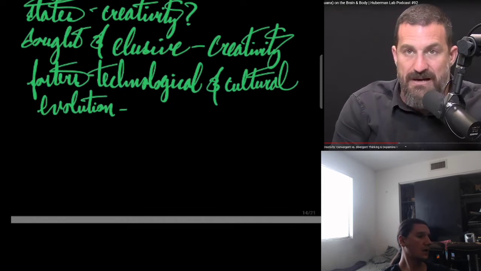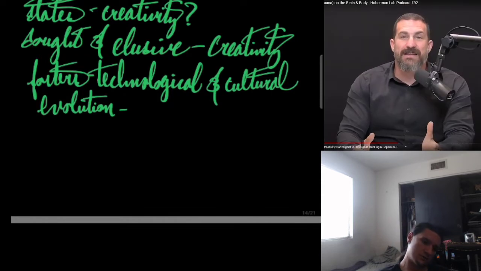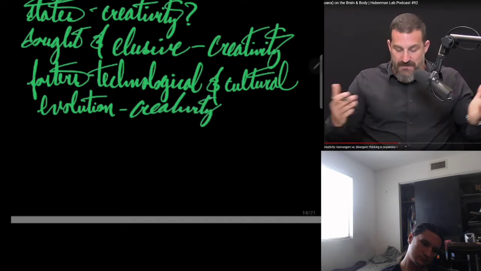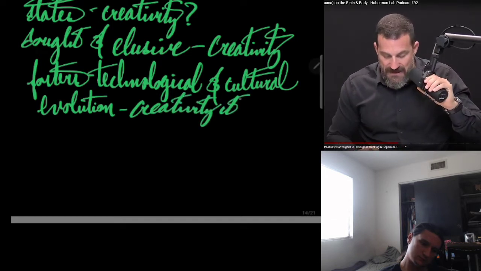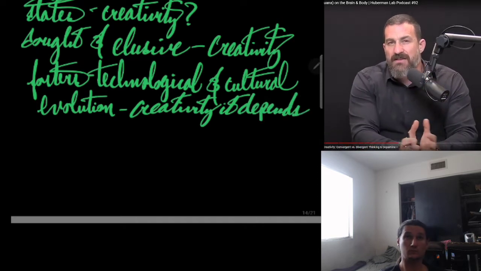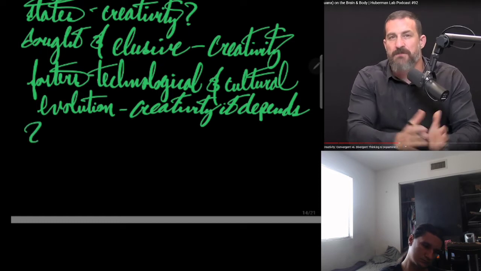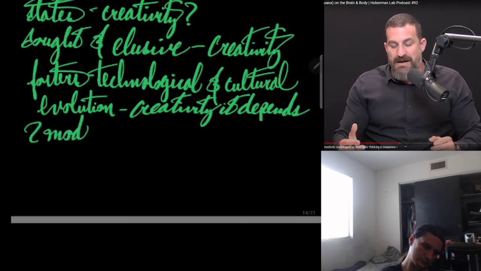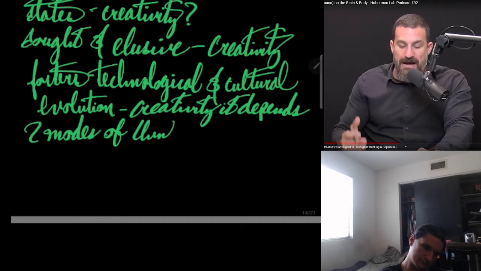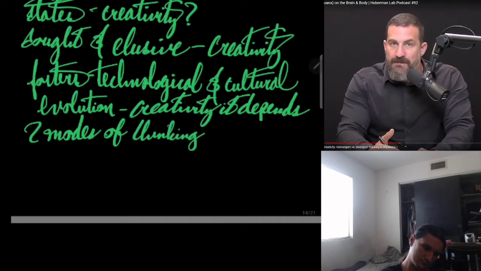So does cannabis increase creativity? The short answer is it depends. First of all, we need to define creativity, right? Here we are thinking as scientists, if not already scientists. And there are basically two modes of thinking that are associated with creativity. And they don't completely explain creativity. But if you look in the research, the psychology research and the neuroscience research, you'll hear about convergent thinking and divergent thinking.